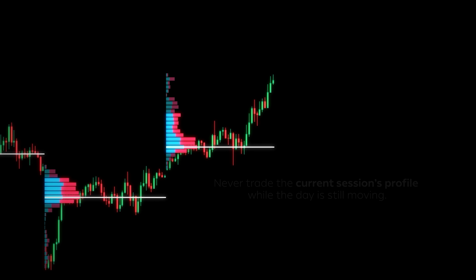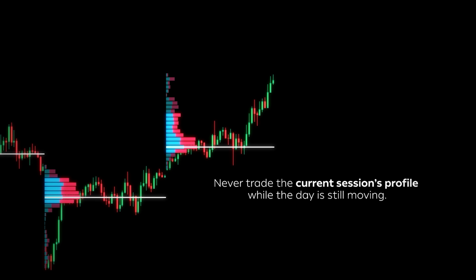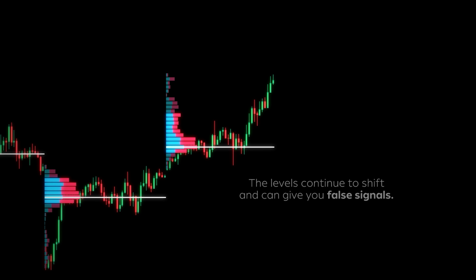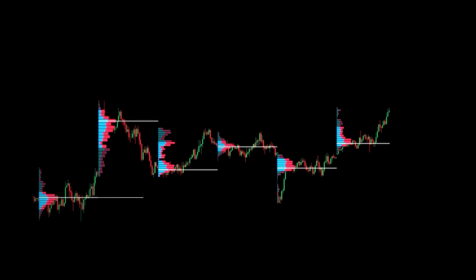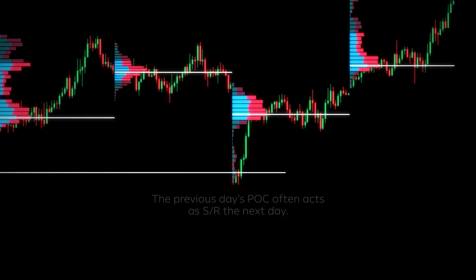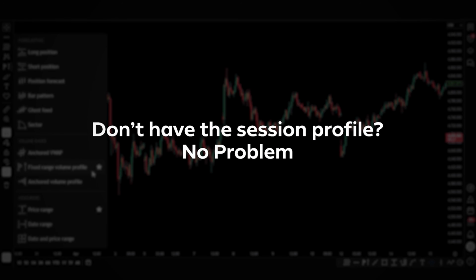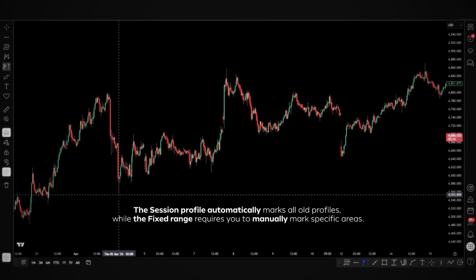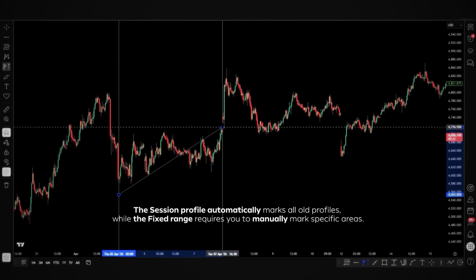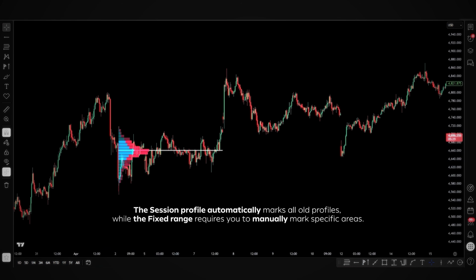But quick rule: never trade the current session's profile while the day is still moving. The levels continue to shift and can give you false signals. Instead, focus on completed sessions. The data is fixed, and the previous day's point of control often acts as support or resistance the next day. Don't have the session tool? No problem. Just use the fixed range tool on each completed session manually. You'll get almost identical results.